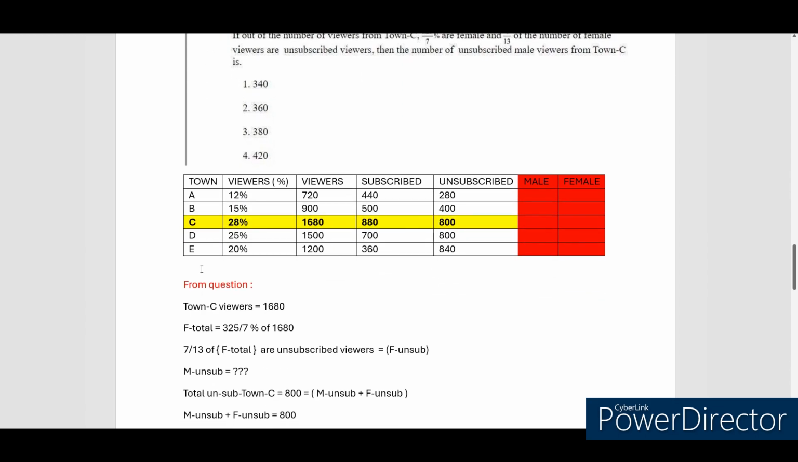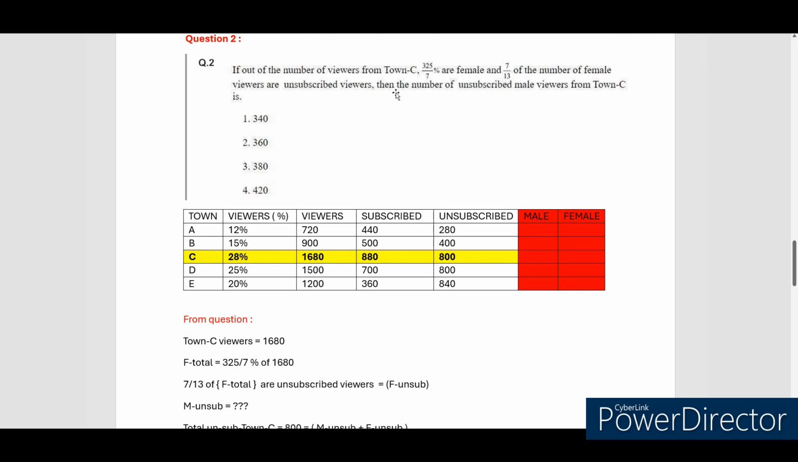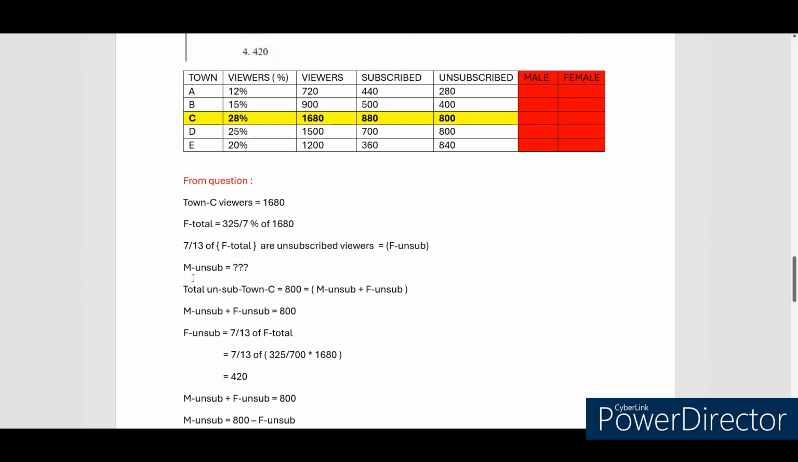So the first statement, that will be total viewers in town C is equal to 1680, because we know it directly from the table, right? They are saying out of total viewers, that is out of 1680, 325 by 7% are female. So what will be the female F total? That is equal to 325 by 7% of 1680. It's clear, right? And out of this total female, 7 by 13 are the viewers who are unsubscribed. So to get unsubscribed female, we take 7 by 13 of total female. Very simple. Now they are asking you to calculate the number of unsubscribed male viewers from town C. In the same town, they are asking you to calculate the male unsubscribed. So what will be the male unsubscribed?